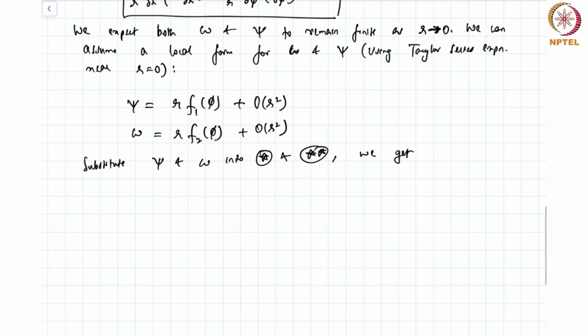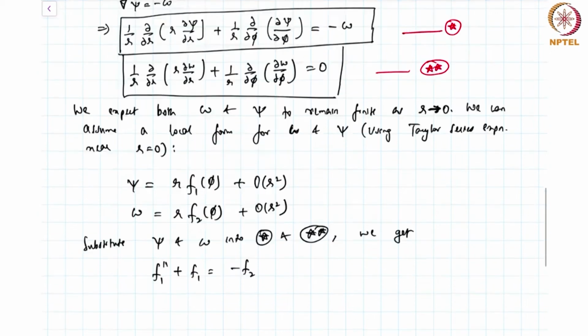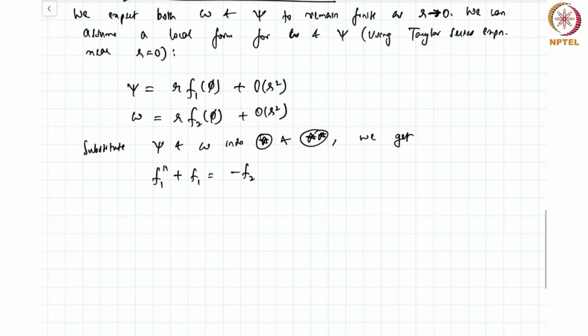We get f1'' plus f1 will be minus f2. That's the first equation. And f2'' plus f2 will be 0. That's the next equation, where anything with a prime in this case is nothing but d/dφ. So f1'' is d²f1/dφ². So we've got basically two coupled equations, right?